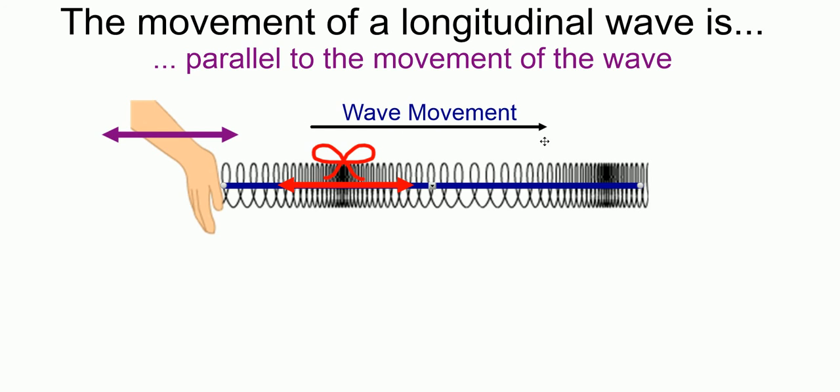Now, wave movement is coming this direction, and so the metal of the slinky moves back and forth parallel to that. And on the MCAS, they like to ask about that. The other kind of wave, the transverse waves, there's a perpendicular movement of the material. But with the longitudinal, it is parallel, isn't it? It's parallel to the wave movement and to that center line.